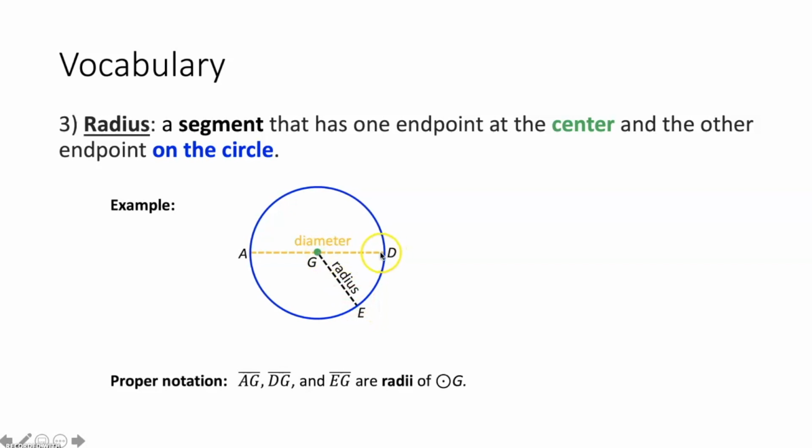Segment GD, even though it's part of the diameter, would still be considered a radius because it has one endpoint at the center of the circle and one endpoint on the circle. Segment GA would also be considered a radius because it has one endpoint at the center of the circle and one endpoint on the circle.